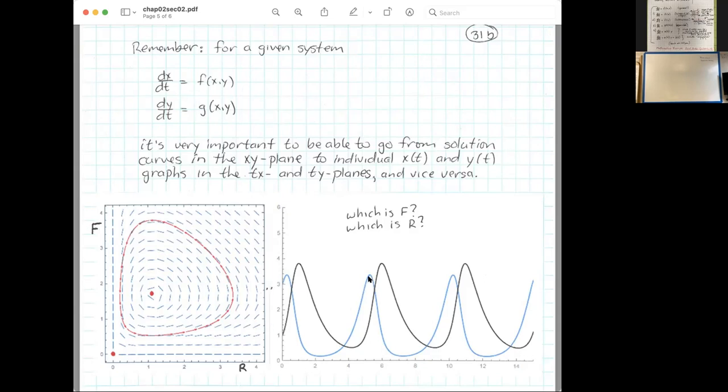And we already said last hour, blue must be rabbits, because when blue peaks, foxes are getting happy. They're growing tremendously. When foxes peak, rabbits are running for the exit. I'm being a little bit too colloquial. They're dying. I didn't want to be so graphic.